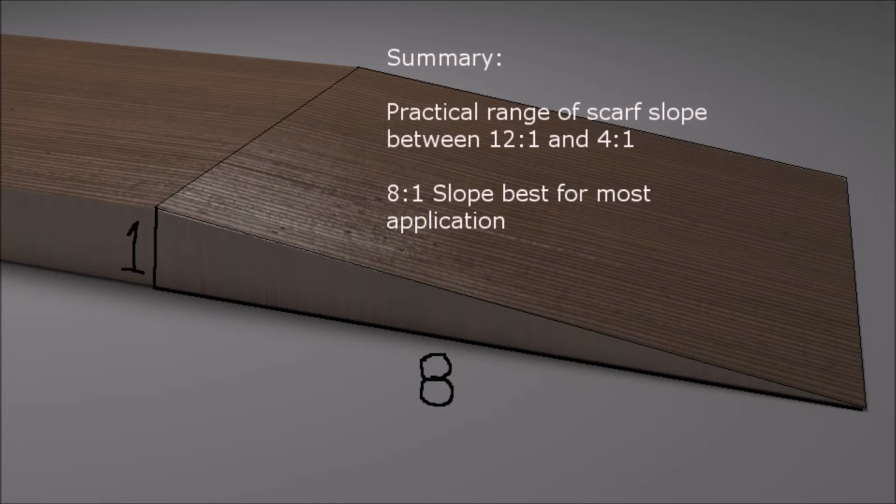Experience has shown that for most boat building applications, a slope from between 12 to 1 and 4 to 1 is a good compromise. I have found that 8 to 1 is a good overall slope when using epoxy glue. If you are concerned about avoiding hard spots, either decrease the slope, or better yet, plan ahead so that the joint is located at a place where minimal bending or twisting will occur.